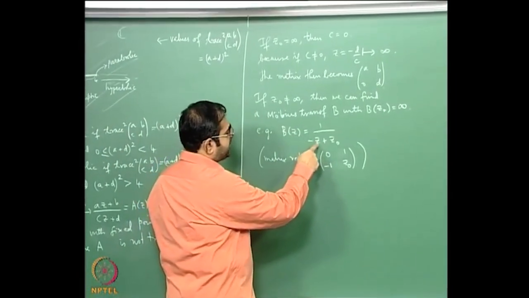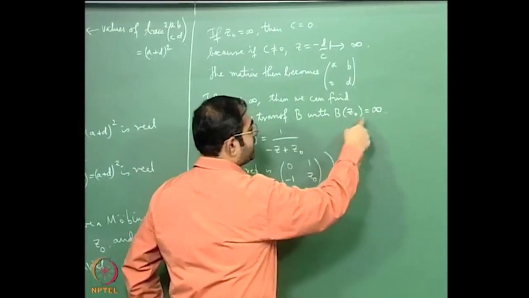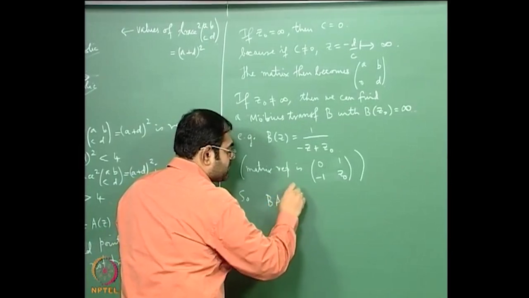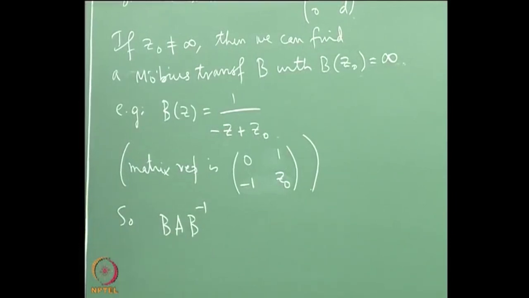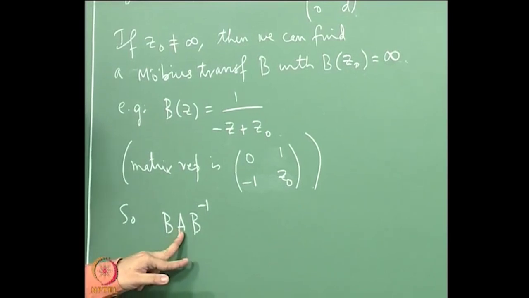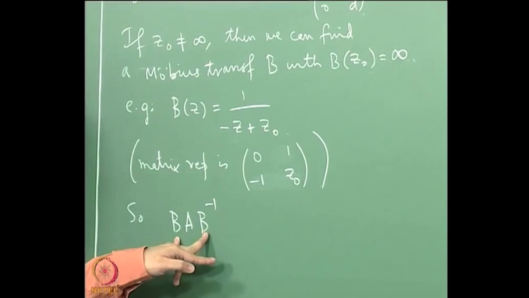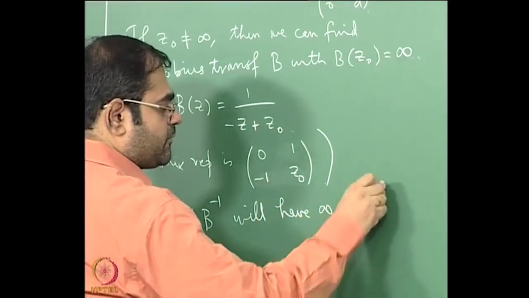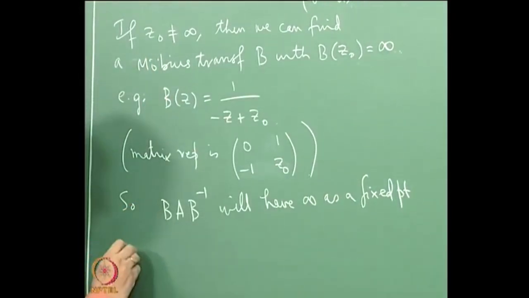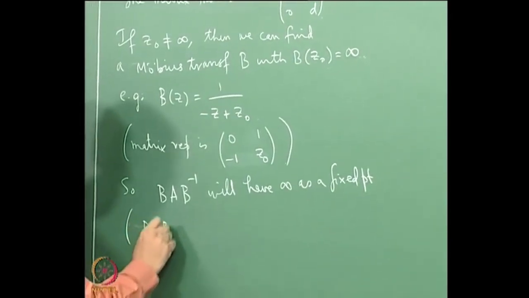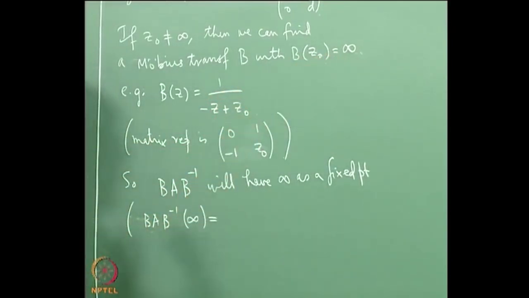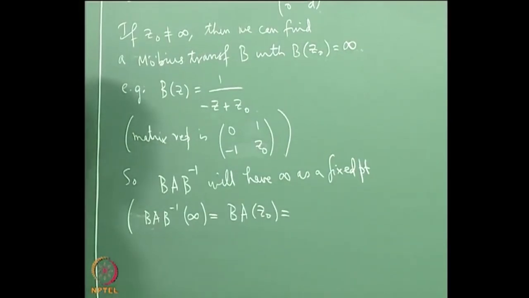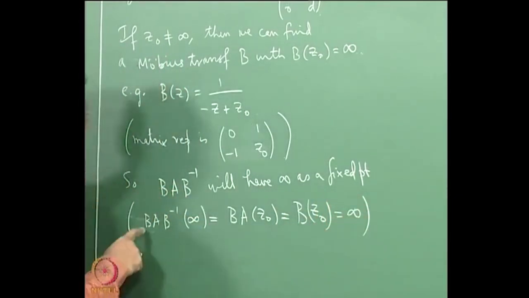Alright. So if I put z equal to z0, B of z0 is going to be infinity. Now watch, if I take B A B inverse, namely I conjugate A by the Moebius transformation B, then this Moebius transformation will have infinity as a fixed point. That is because B A B inverse of infinity: B takes z naught to infinity, so B inverse of infinity will be z naught, so I will get B of A of z naught, but z naught is a fixed point of A, so A of z naught is just z naught, so this is just B of z naught, which is actually infinity. So you see B A B inverse of infinity is infinity.